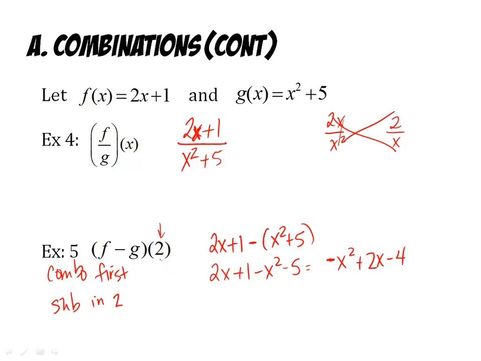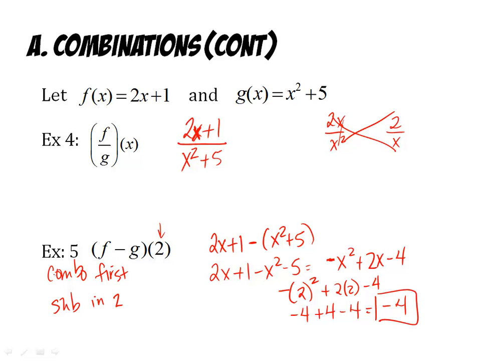Now I do the 2 thing. I plug in a 2. So it's negative times 2 squared plus 2 times 2 minus 4. 2 squared is 4. Times that negative 1 makes it negative 4. Plus 4 minus 4. That's going to give me negative 4 is my answer.